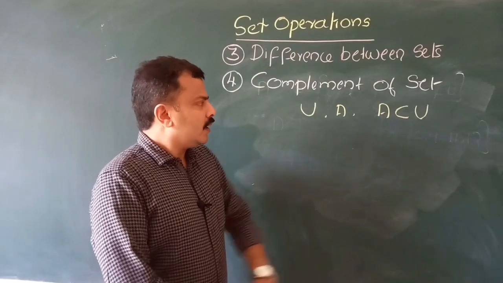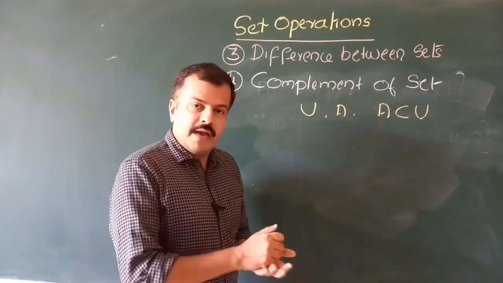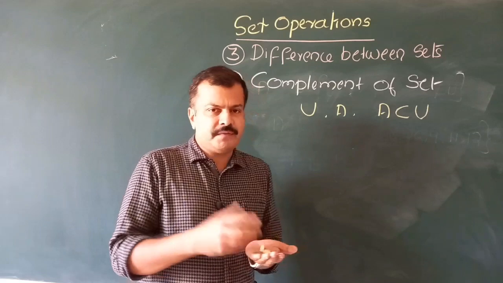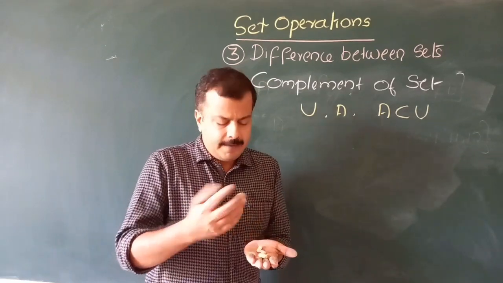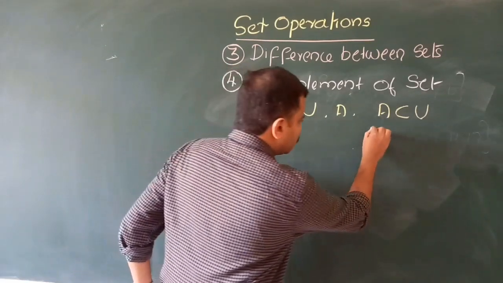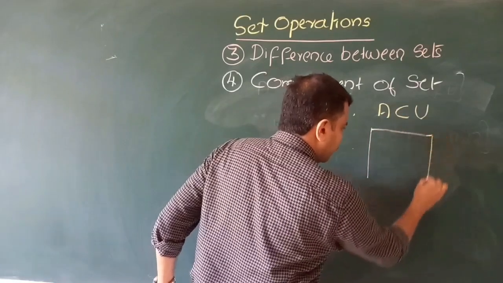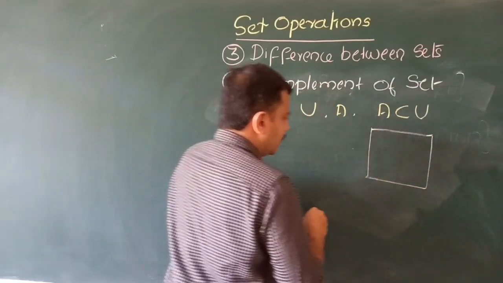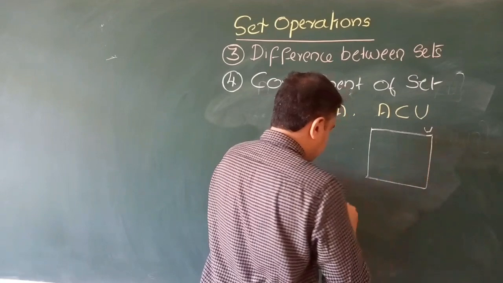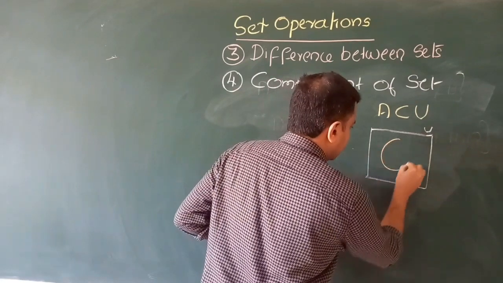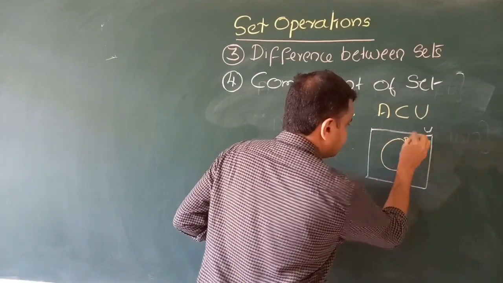Now, we have a universal set, and a subset of it which we call A. And in our Venn diagram, if you try to draw it like this, it will be here. We have a universal set here and a subset of universal set. Let us say that we have a set A here.